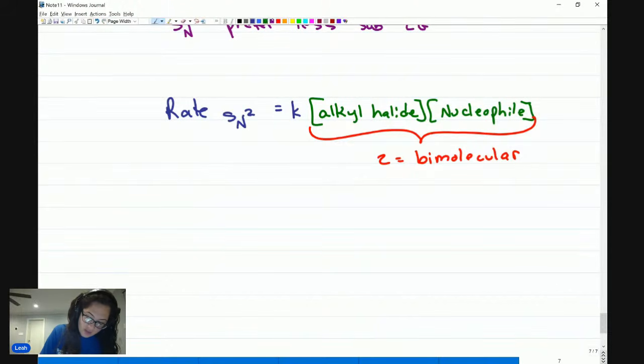That is how we get the 2 in an SN2 reaction, a single step, 2 molecules at the same time.